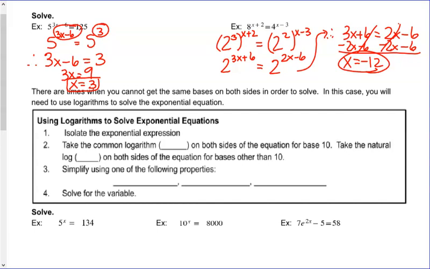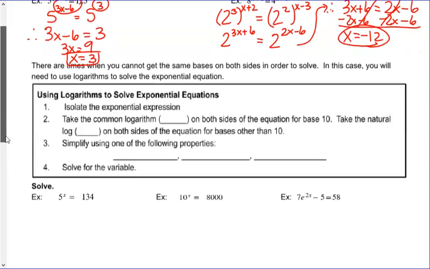So that's how we work with exponential equations. Now let's turn our attention to logarithmic equations. There are times when you cannot get the same base on both sides in order to solve. In this case, we will need to use logarithms to solve the exponential equation.